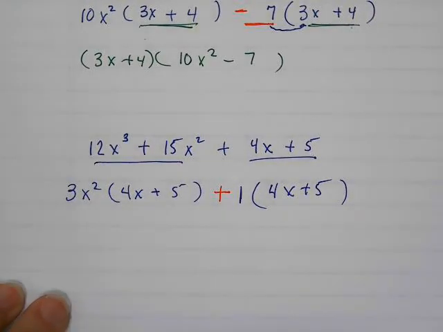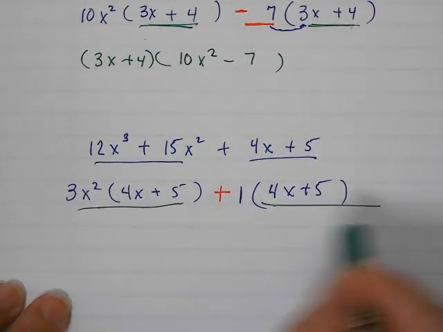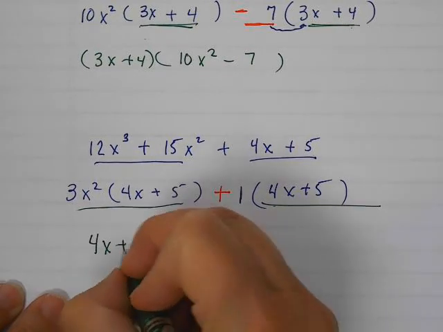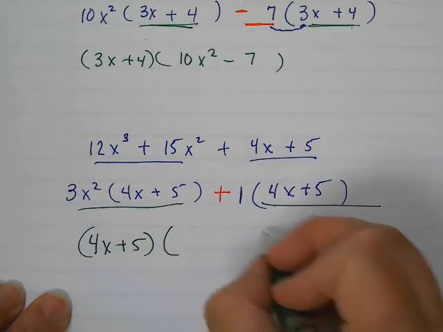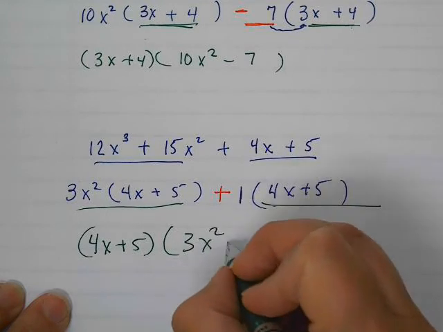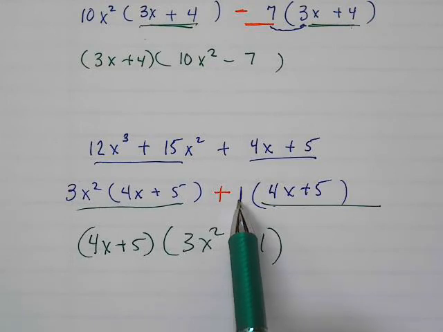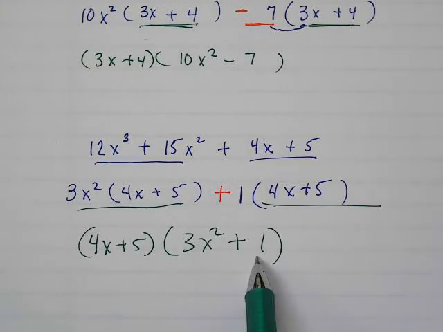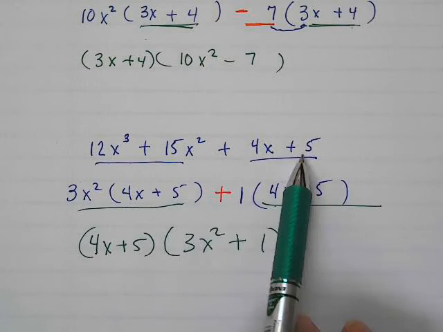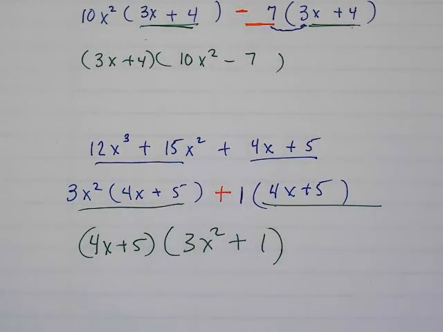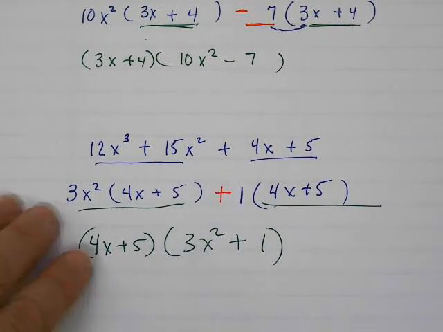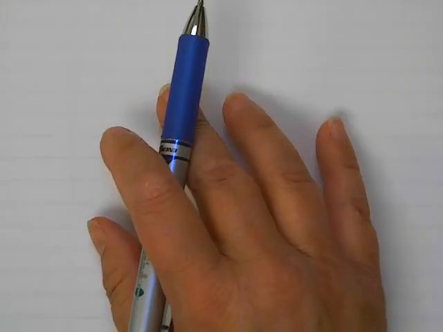So here, now I'm looking to factor by grouping, so I'm going to look for a common term, 4x plus 5. And then I'm going to write 3x squared plus 1, because that's what would be left. Notice I have to have this 1 here, because each of these terms would have to go times the 1 to give me what I started with. So you'll need that. Do one more. Again, why don't you copy this one down as I'm writing it, and then you try it.